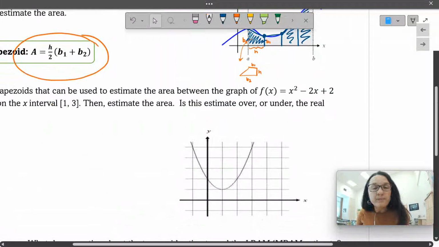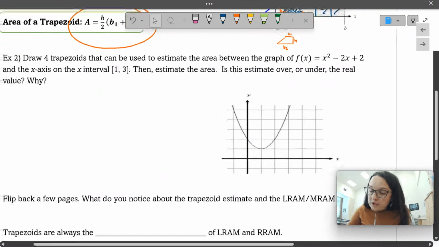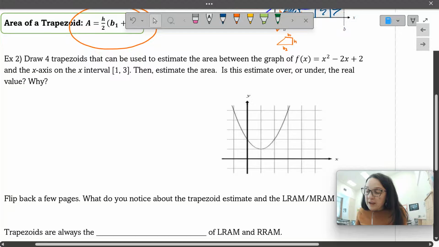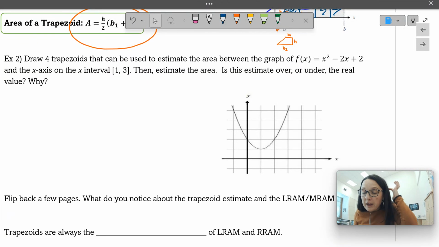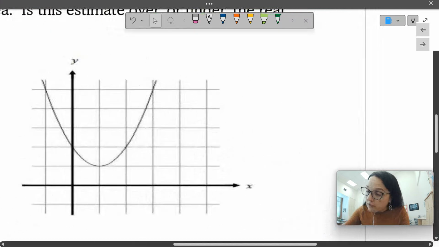Okie doke. Let's do it. So it says draw 4 trapezoids that can be used to estimate the area between the graph of that quadratic that we did last time and the x-axis on the interval from 1 to 3. Then estimate the area. Is this estimate over, under, or the real value, and why? All right, so let's draw it first.